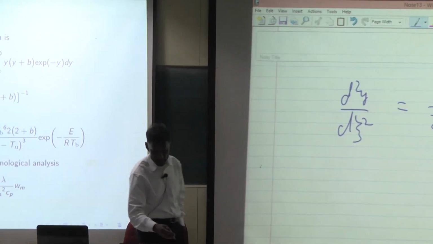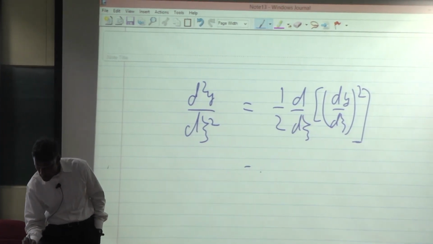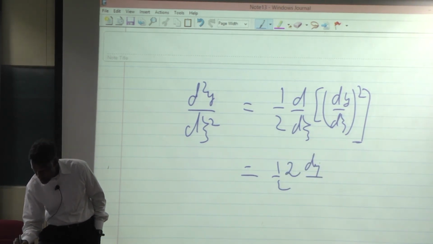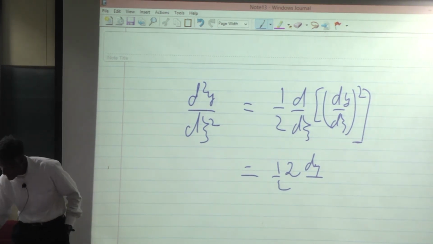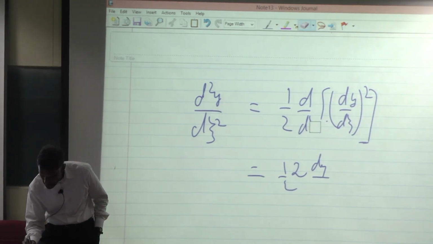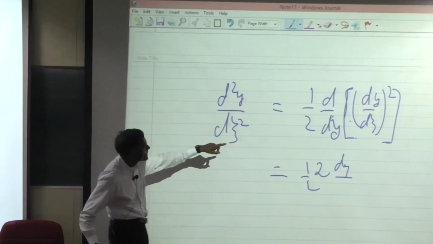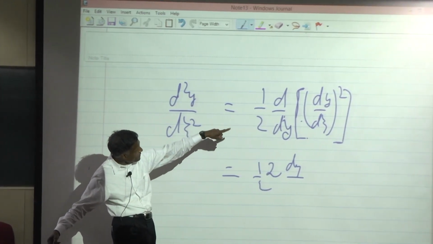It's straightforward. If you want to remember, that's simply equal to half. If you differentiate, it's going to be 2 dy. No, I'm sorry. Let me erase that. This is important. This is actually d by dy. So d squared y over dc squared is half d by dy of (dy dc) squared.